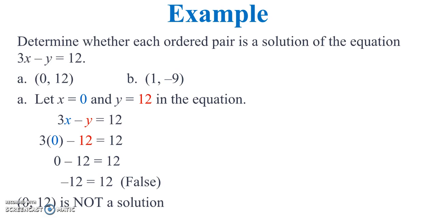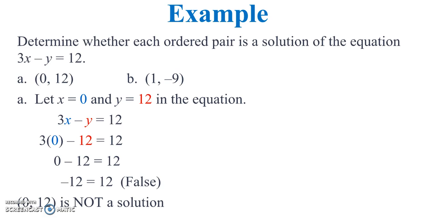So the first one, in A, we have 0 and a positive 12. 0 is the x, 12 is the y. I plugged that in, so if you see below, I color coordinated. I plugged in my 0 and I plugged in my 12. When I solve, I have a negative 12 on the left-hand side and a positive 12 on the right-hand side of the equal sign. That's false. That means the equation is not true. So 0, 12 is not a solution for the equation I was given.